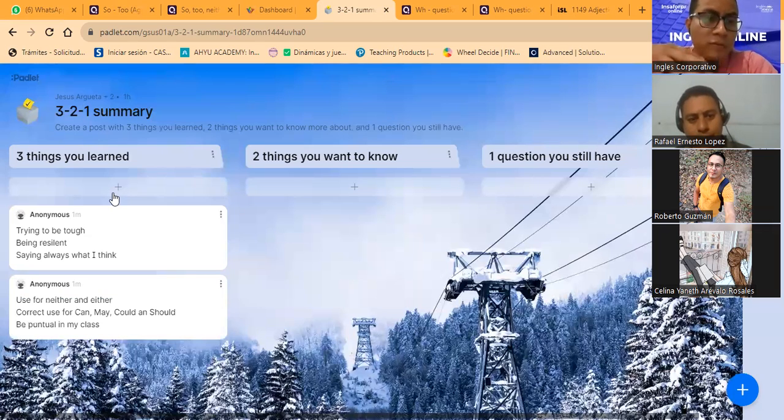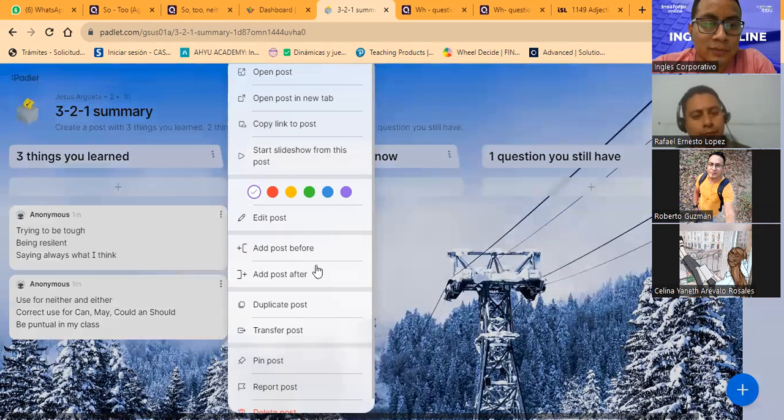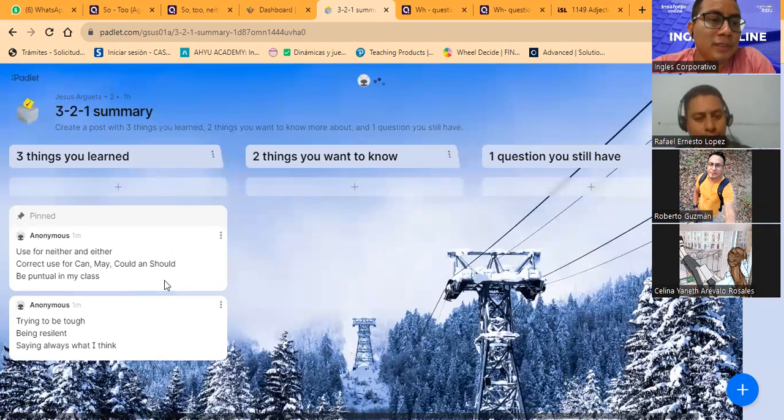But please take some time. I'm going to give 2 more minutes, and thank you for adding your ideas. Use for neither and either, says somebody. All right, that's cool. Correct use for can, may, could, and should be punctual in my class. I really like this comment. It's very specific. Nice. Awesome. Okay, I pinned it so it stays on top.